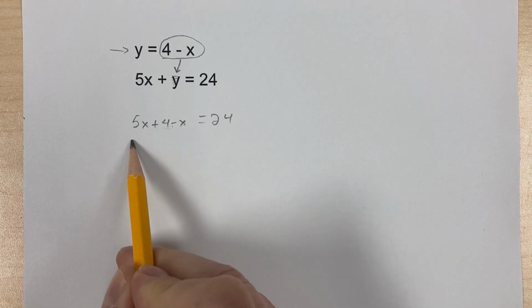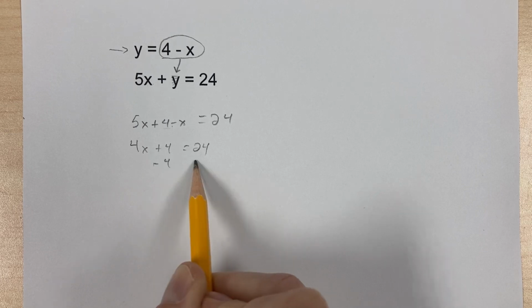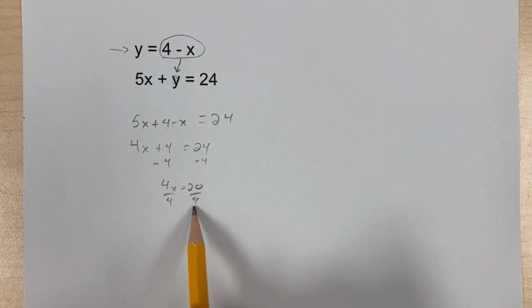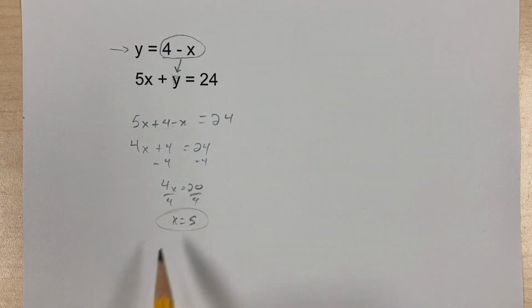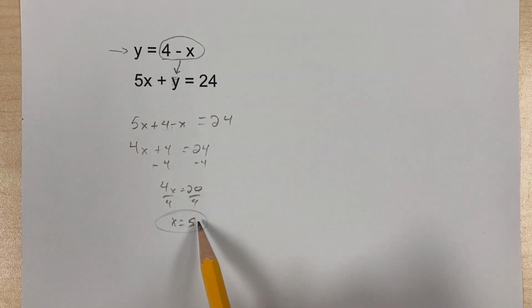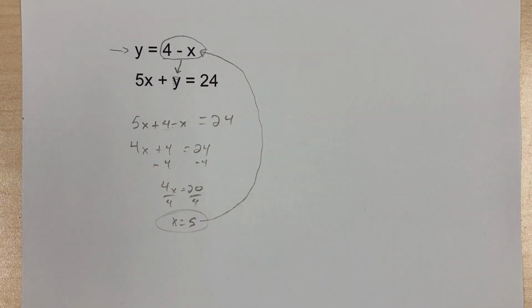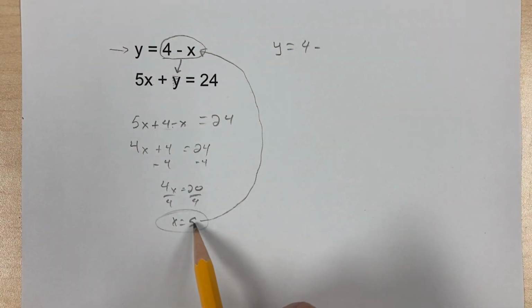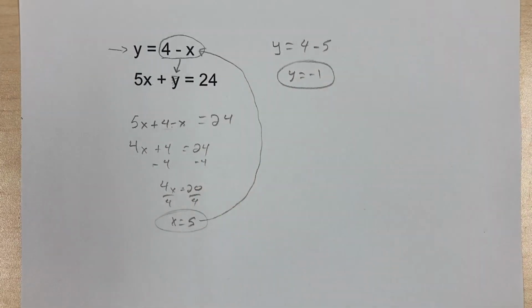5x minus x is 4x. If we subtract 4 from both sides, and then divide by 4, we get x equal to 5. All right, so that's our x value. Now I want to find out what y equals. The best way to do that is to plug this right back into the thing that you subbed for. So if we put it in there, we'll get y equals 4 minus 5, which gives us y equal to negative 1. So there's our two values. X is 5, y is negative 1.